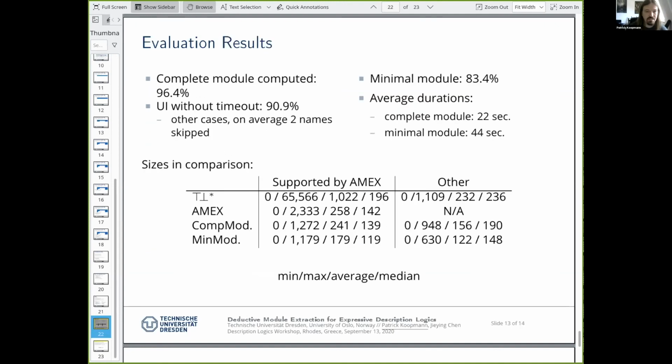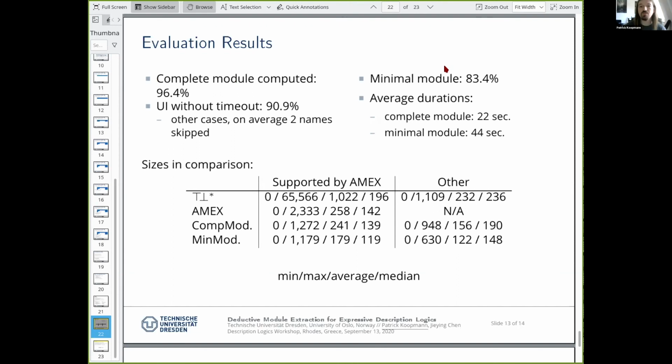And these are the results. So maybe let me start here. In 91% of cases, the annotated interpolant could be computed within the 5 minutes. In the other cases, on average, there were 2 more names that we were not able to eliminate, and correspondingly, we computed the interpolant for an extended signature, and this was successful in 96% of cases. So this is the complete module that is not necessarily minimal.